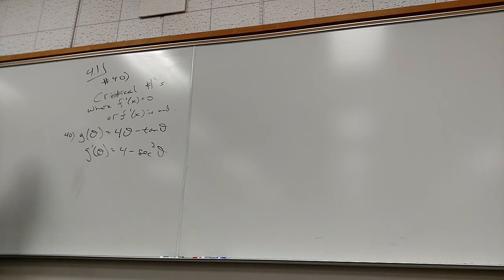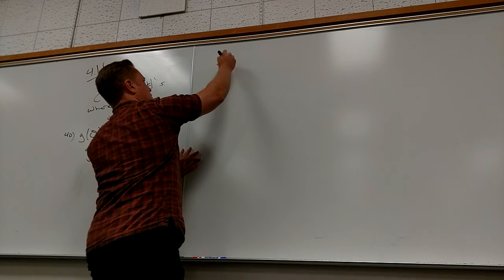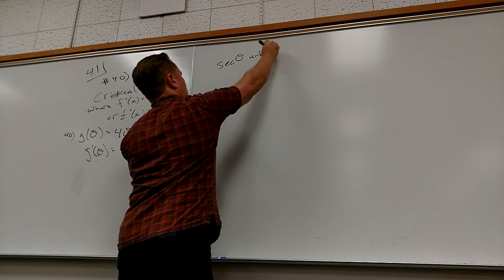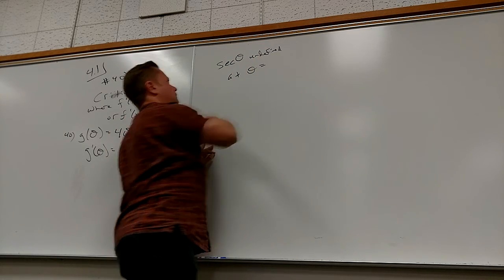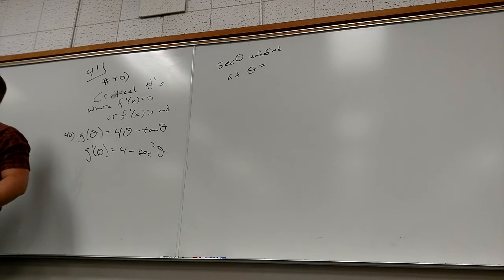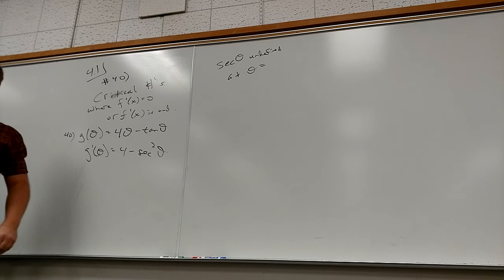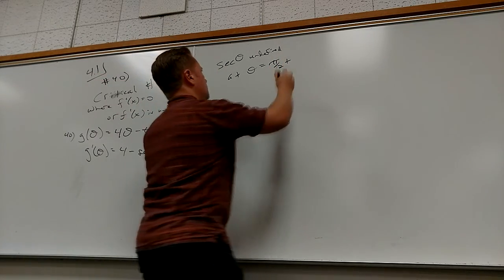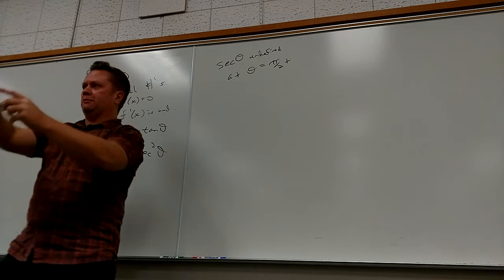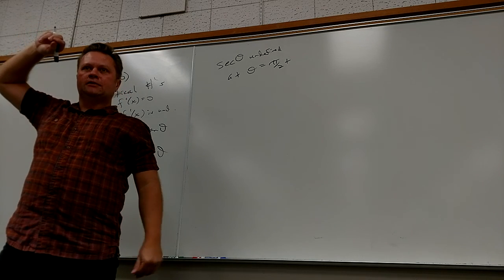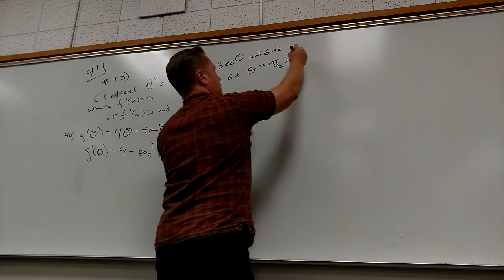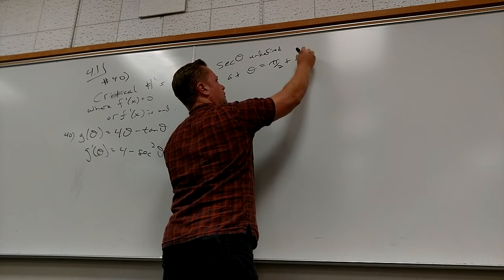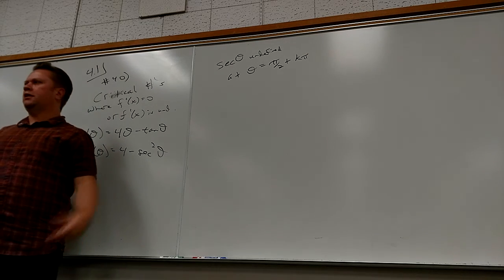So let's look at where secant theta is undefined. It's undefined at theta equal to what? Really what you're asking yourself is where cosine is 0, because secant is 1 over cosine. So cosine is 0 at pi over 2. It's also 3 pi over 2, it's also 5 pi over 2, and so on. Theta equals pi over 2 plus k pi, where k is an integer.